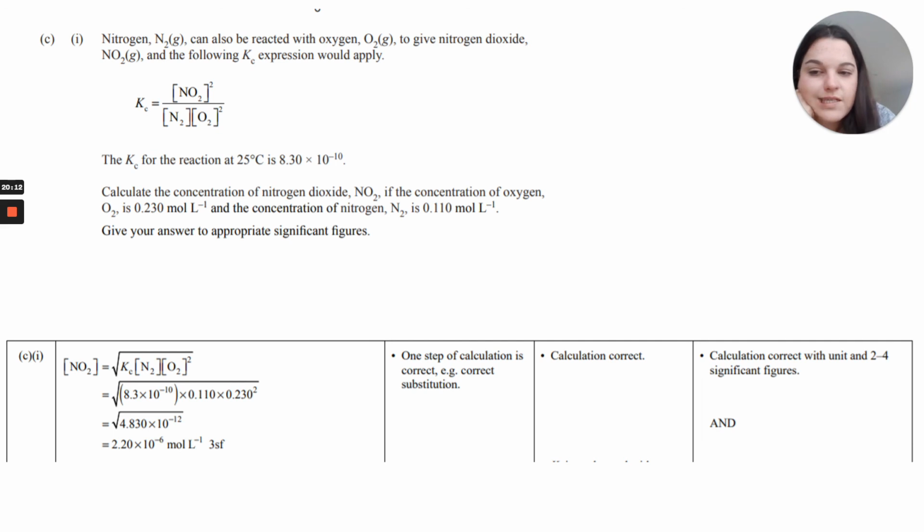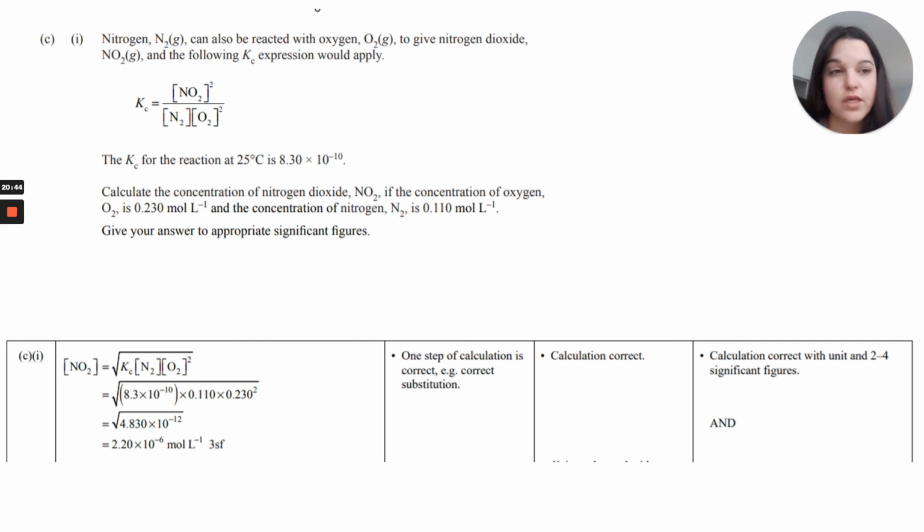Alright, so you're going to need to rearrange it like this. So you're going to bring up the bottom part, the reactants, onto the other side of the equal sign by multiplying it with Kc. Then because our NO2 concentration is squared, we're going to need to square root that answer there. So what you should get is 2.2 times 10 to the power of minus 6. Now the units, this is asking us for a concentration, is moles per litre, and it needs to be in 3 significant figures for an excellence.